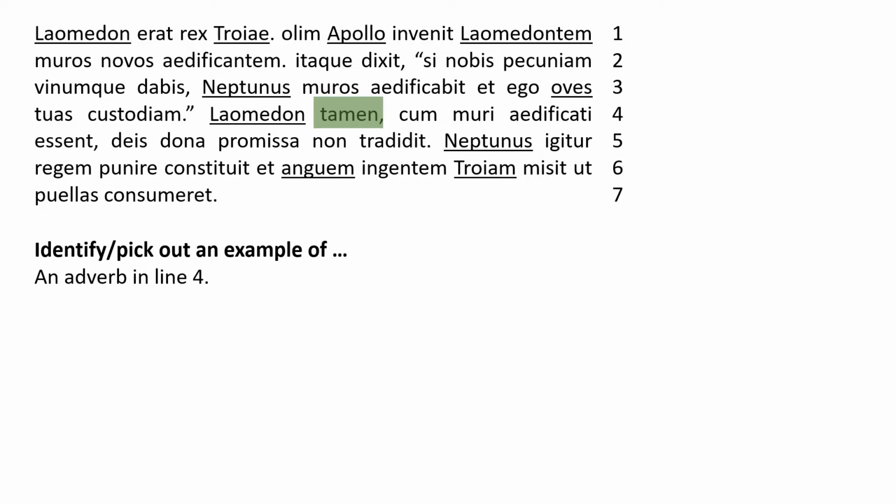So remember, adverbs describe or qualify verbs. For example, they might tell you when a verb is done. So if you were asked about line 1, you've got olim, once or one day. That's an adverb. In line 4, which is what we were asked about, we've got tamen, but we've also got igitur, therefore. That, in a similar way to however, qualifies the verb and its action. So it does count as an adverb.